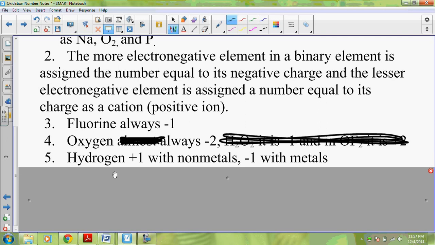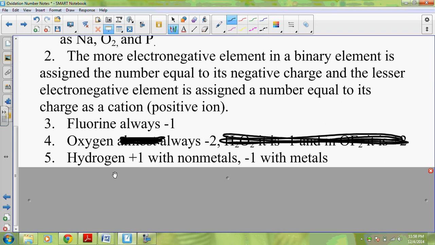Another one that's pretty easy is number 5. If you see hydrogen with any non-metal, if it's with oxygen, if it's with fluorine, if it's with chlorine, if it's with bromine, any type of gas, it's +1. If you see it with a metal, it's -1.